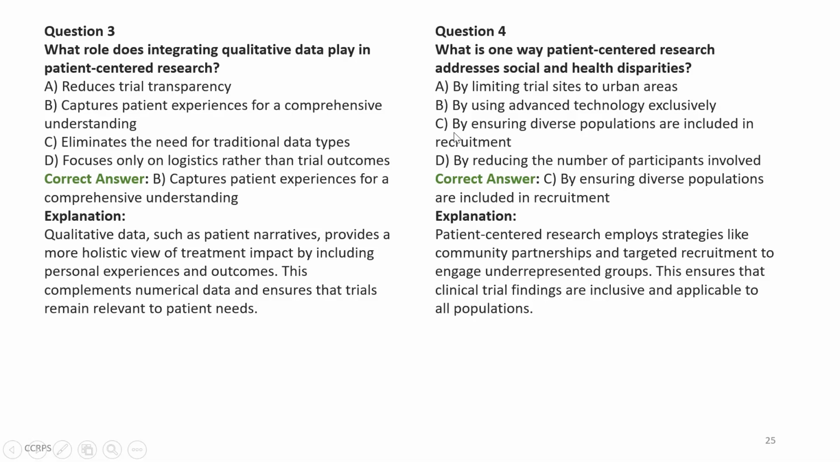Question four, what is one way patient-centered research addresses social and health disparities? C would be the most appropriate answer, by ensuring diverse populations are included in recruitment. Justice. Patient-centered research employs strategies like community partnerships and targeted recruitment to engage underrepresented groups. So equality and justice by ensuring diverse populations are included in recruitment. This ensures that clinical trial findings are inclusive and applicable to all populations.